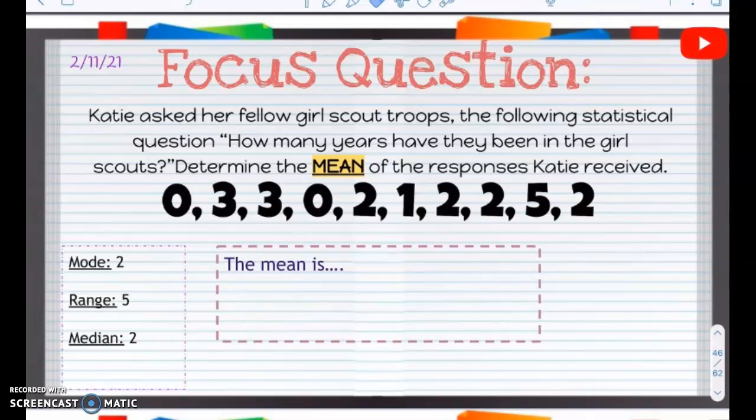February 11th, 2021 focus question. So again, we have the same thing that we've had. We have that Katie asked her fellow Girl Scout troops the following statistical question. How many years have they been Girl Scouts?